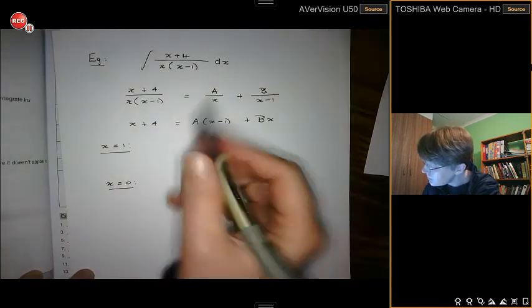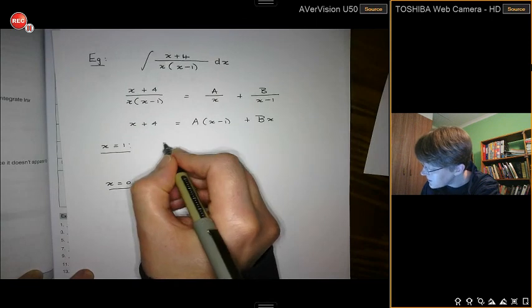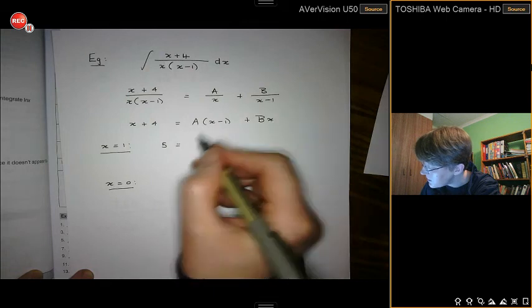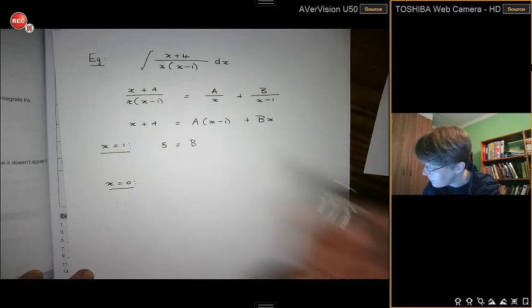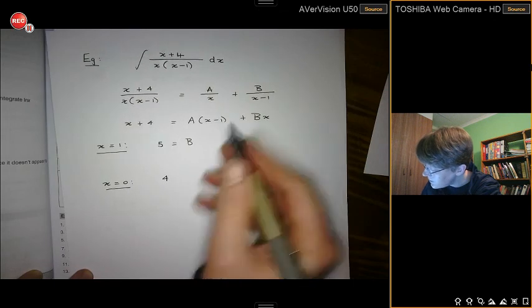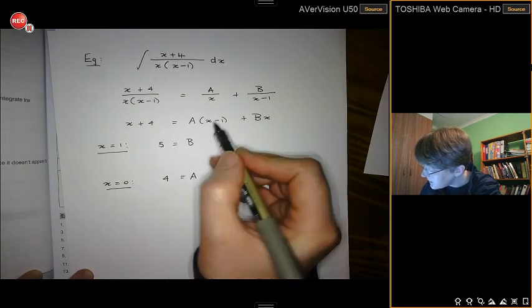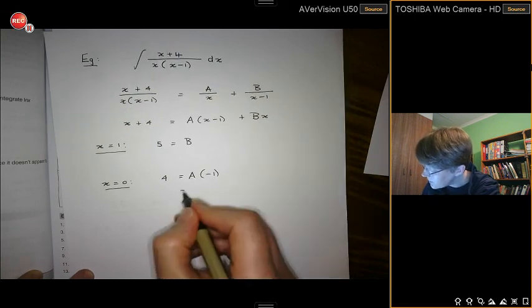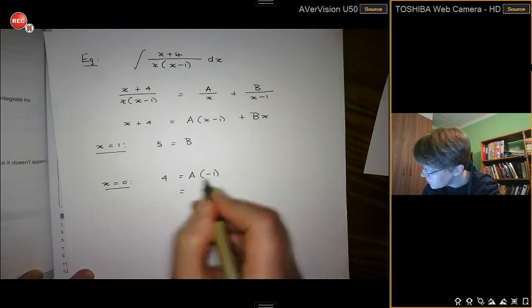So if I set x equal to 1, this is going to be 5. This is going to be 0, so that goes away, but this is then just going to be b. So b is equal to 5. If I set x equal to 0, this is going to be 4. This is going to be a times 0 minus 1, which is minus 1. That one's going to get covered up, so in this case, a is then going to be equal to minus 4.